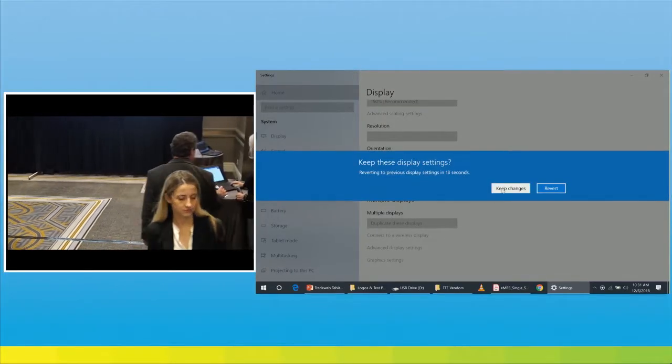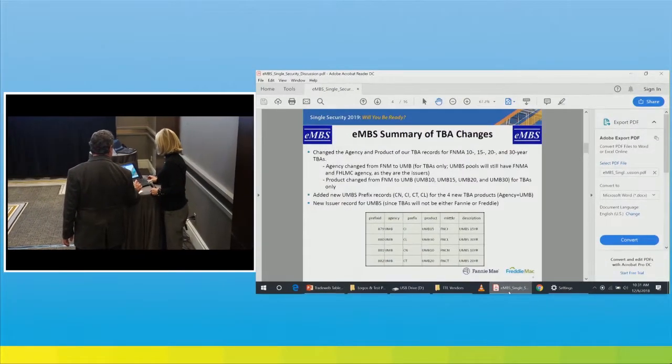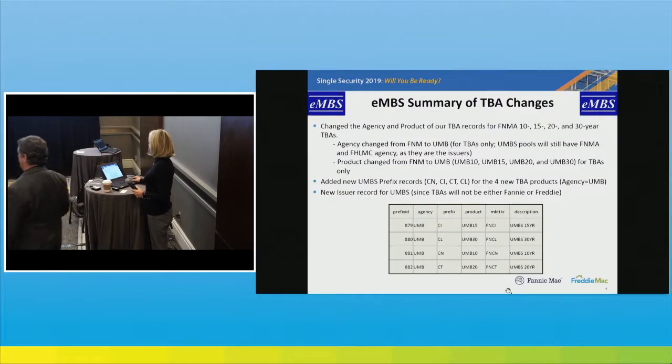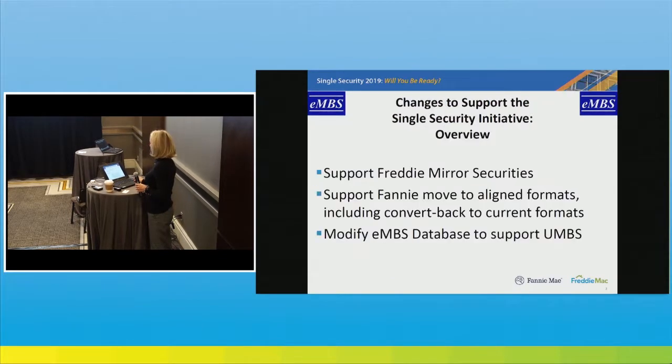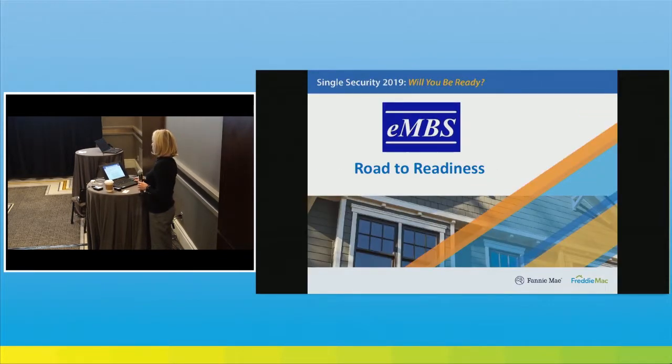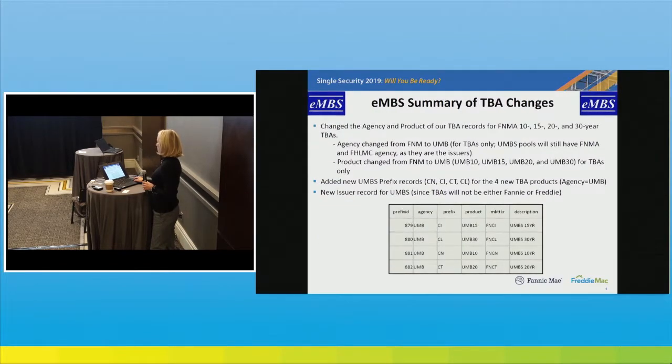Okay, it looks like for those on the phone, we have the EMBS screens up. Jean, you want to take it away? Sure. So for the TBA changes for UMBS, we've made a couple of changes. We've changed the agency from FNM to UMB for TBAs only. The product is also changed, and you'll see a table grid that shows you the prefix ID, the agency, now UMB, prefixes are there, and then the product becomes UMB 15, 30, 10, 20, the market ticker, and the description.